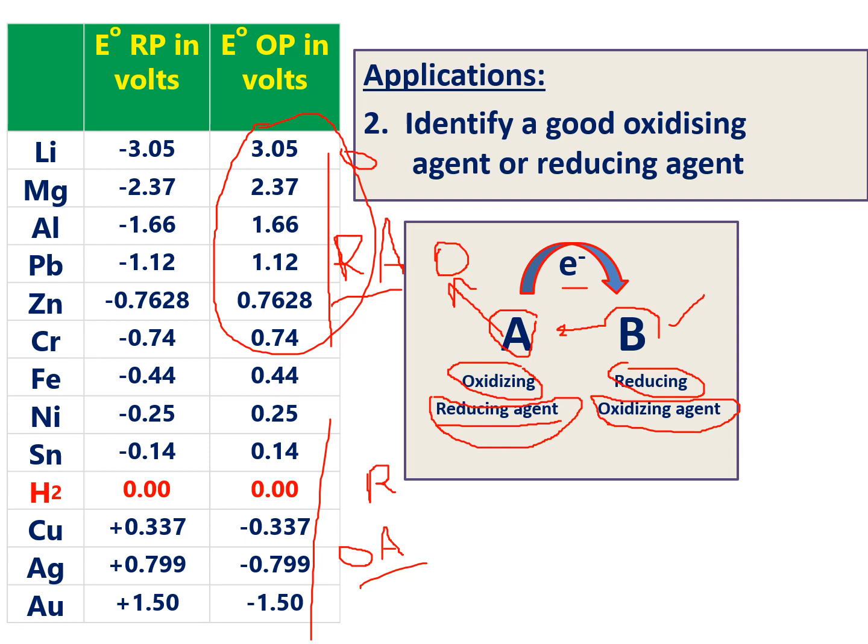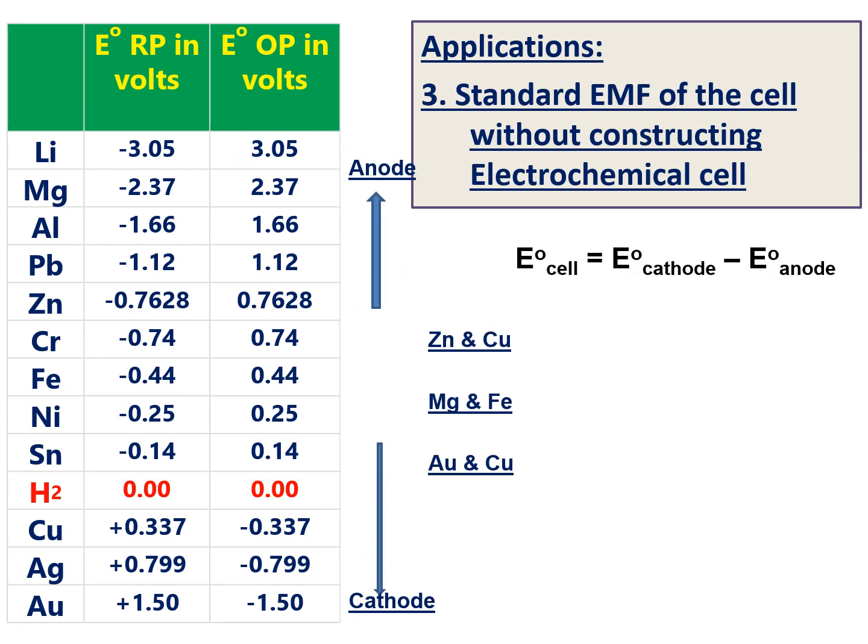It is very easy. And the next one is the standard EMF of the cell without constructing an electrochemical cell. EMF is a combination of the oxidation potential of the anode and the reduction potential of the cathode. We all know that if you construct an electrochemical cell with oxidation at the anode and reduction at the cathode, with their solutions connected with an electrical wire, then EMF is produced. But by using this table, you can measure the standard EMF value of different combinations without constructing an electrochemical cell.